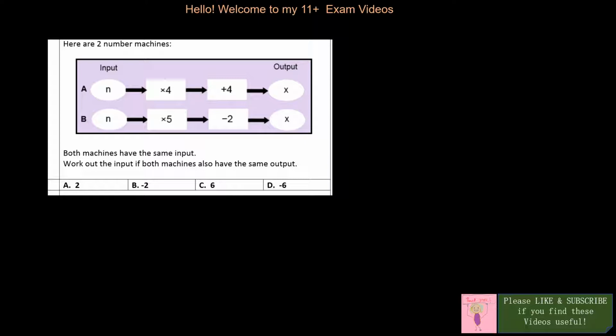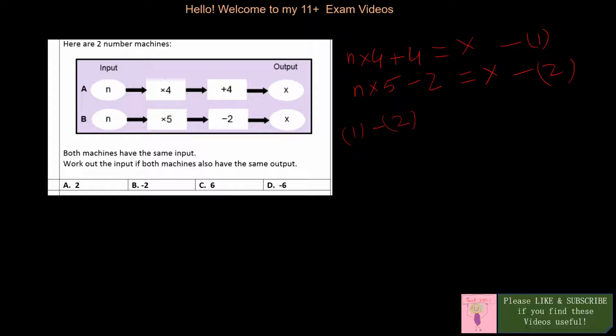Okay, let's do it my favorite way, that is n multiplied by 4 plus 4 equals x. This is my equation number 1. N multiplied by 5 minus 2 equals x. That is my equation number 2. Now if I subtract 1 minus 2, what will I get? I can always do 2 minus 1. I have just written 1 first and 2 next, so I am doing 1 minus 2.